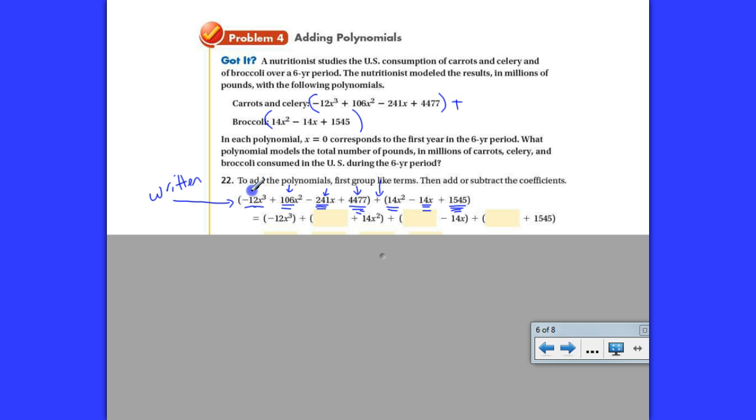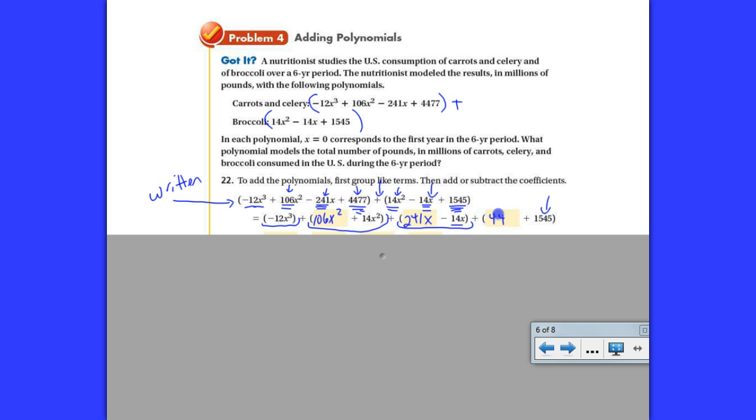Negative 12x to the third didn't have a match. See how they just have the parentheses there? Plus, now notice they have parentheses here around something, 14x squared. Well, there's 14x squared, and 106x squared is what matches that, so we wrote that there. The 14x here had a like term of 241x. Notice they put the parentheses around that. Plus, and then this one was just a number, so we need the other like term that matches that.